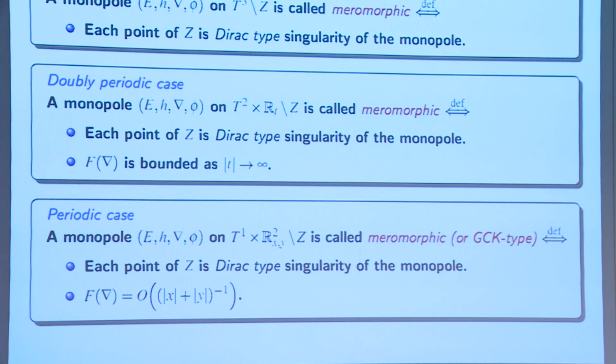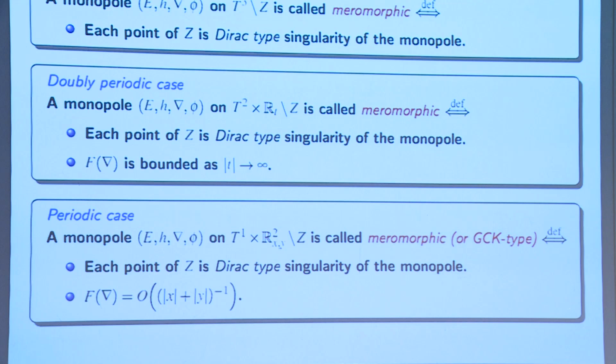In the one periodic case, a monopole on the product of T1 and R2 minus a finite subset is called meromorphic, or in this case I would like to call it GCK type, which means generalized Cherkis-Kapustin type, if each singularity is a Dirac type singularity and the curvature is dominated in this way. Again, we can give this condition in several equivalent ways, and we can deduce much more precise properties from these weaker conditions.